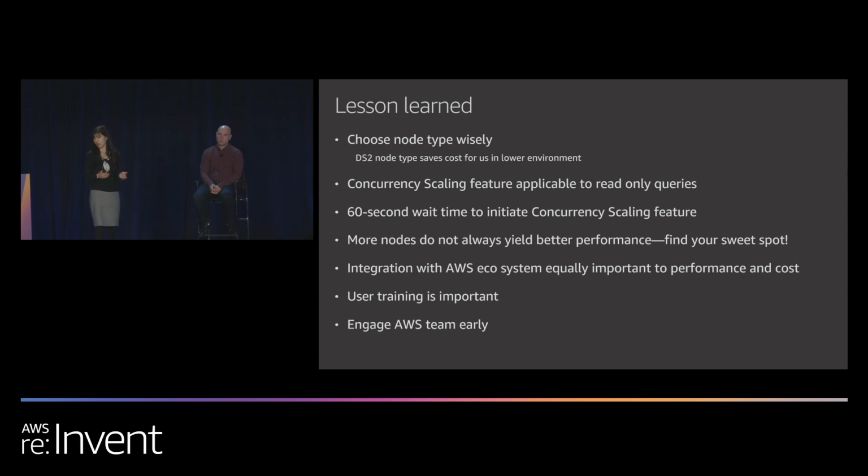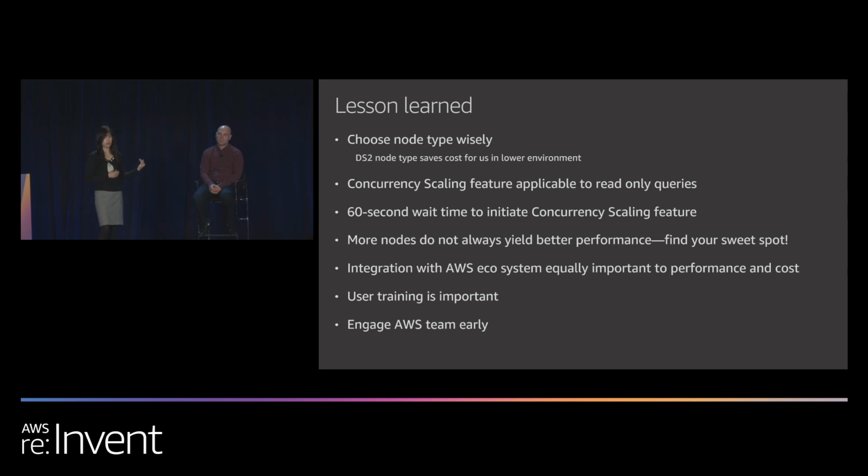And user training is just as important. The number one problem the users report is that their query is running slow going to Redshift. And most of the problems are either the proper distribution keys are not there or the sort keys are not there. So we started to do internal training geared towards our business analysts, our developers, as well as our database administrators. And engage AWS teams early.